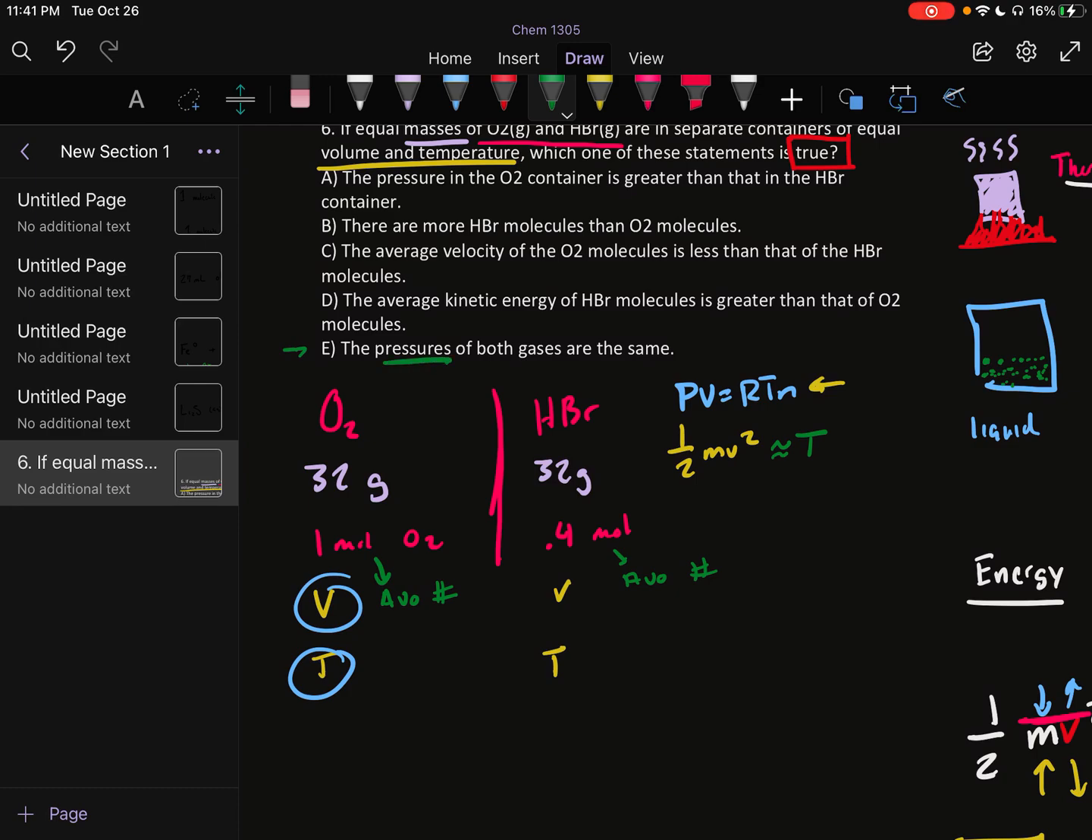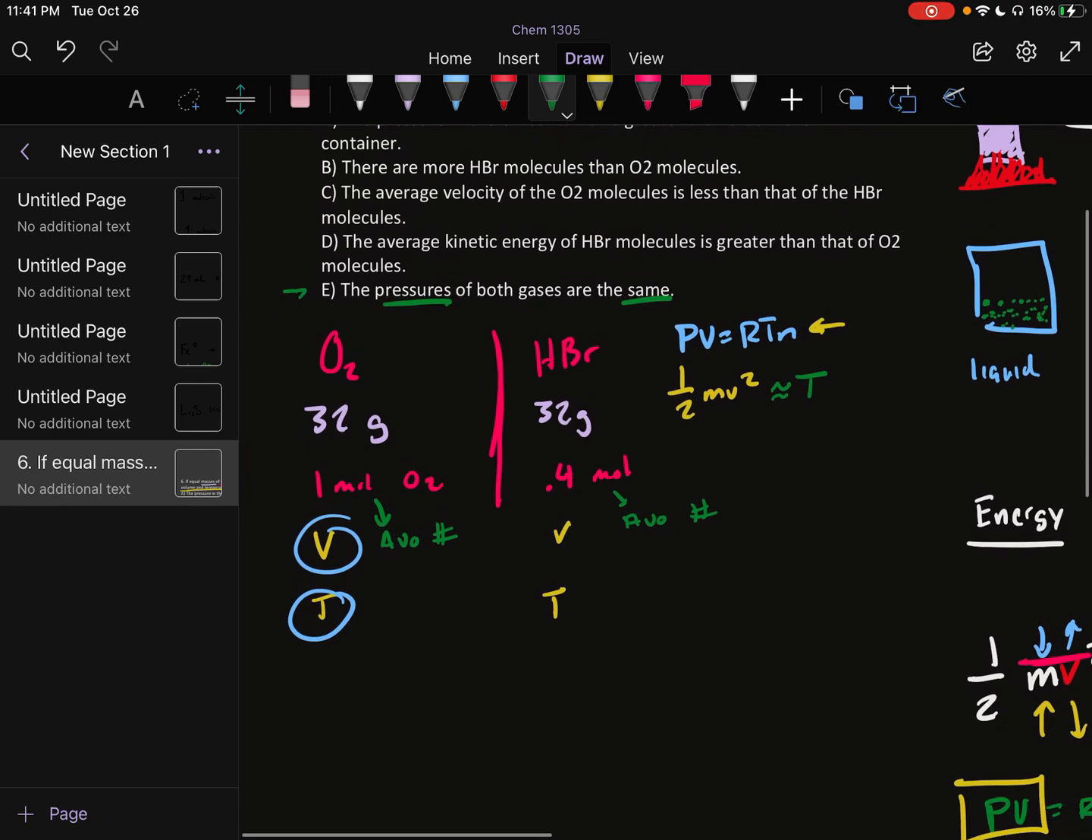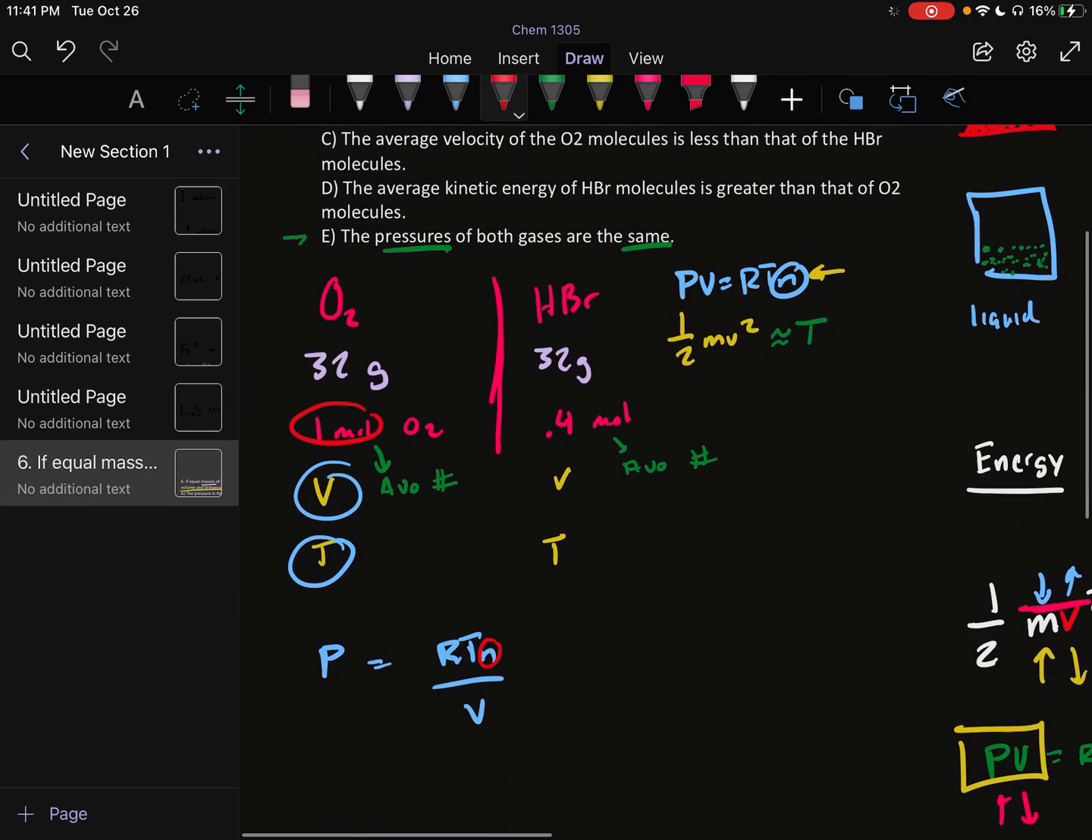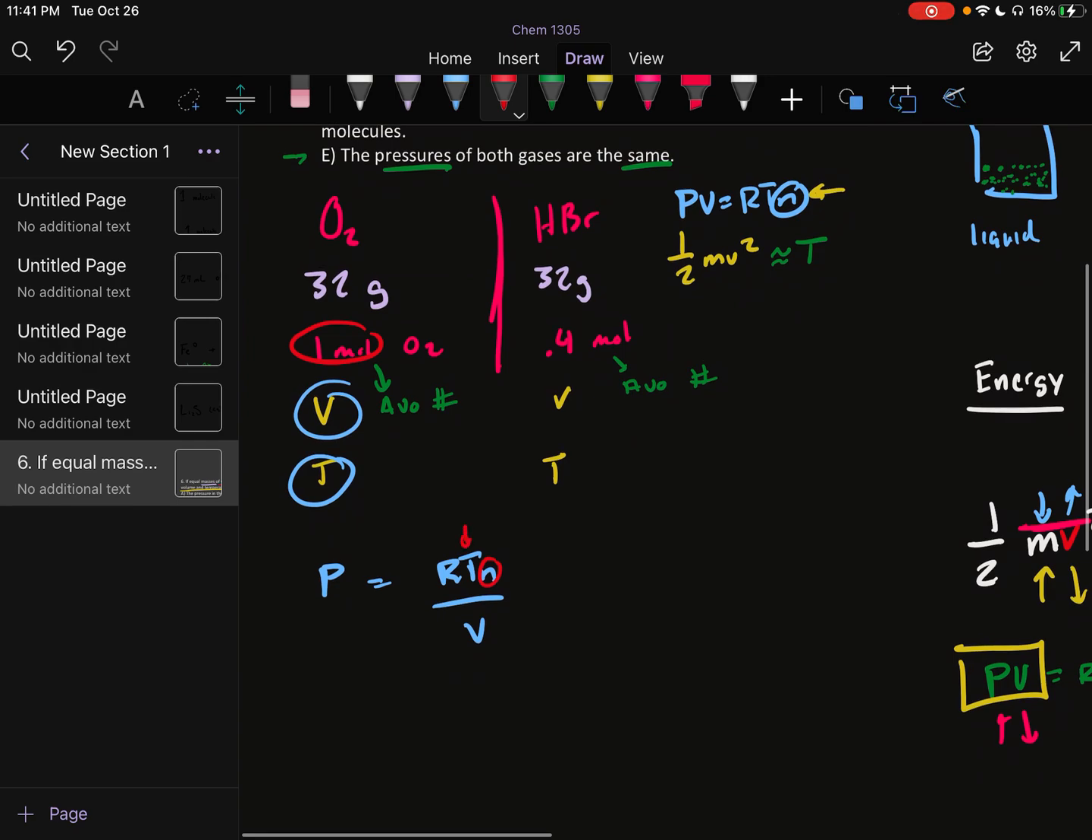The pressures of both gases are the same. Well, let's take a look at this, PV = nRT, right? If we isolate pressure, it is equal to nRT over V. We know that n is a big factor. And the only difference between this O2 and this HBr is not T, not V, not R, only n, right?